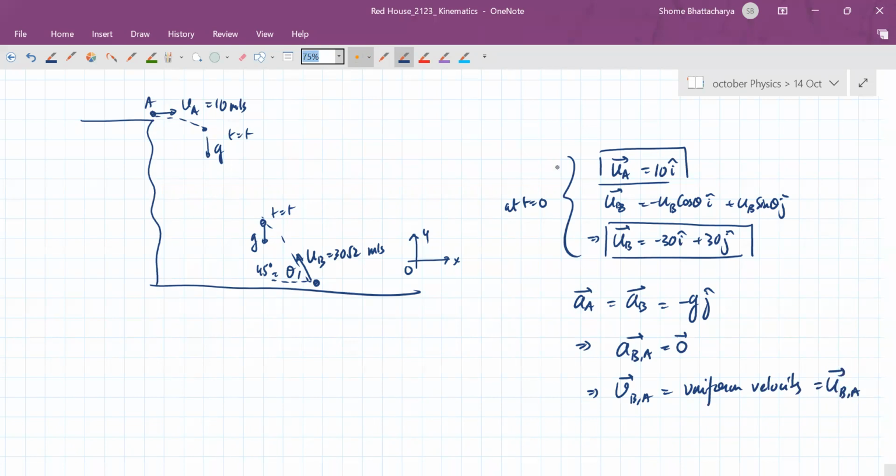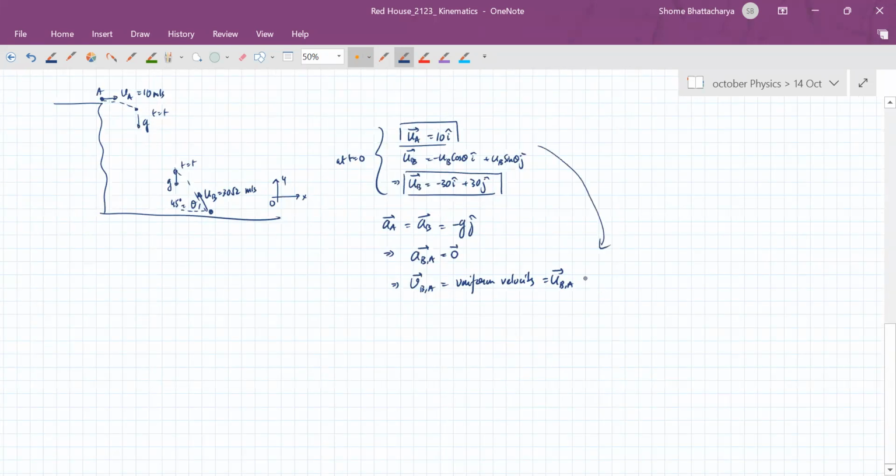From the above data, you can see what this initial relative velocity is. It is UB minus UA. So the velocity of B with respect to A is a uniform velocity of minus 40 i cap plus 40 j cap. When we look at them from the ground frame, they are colliding somewhere here at t equal to t1. A and B both reach here.